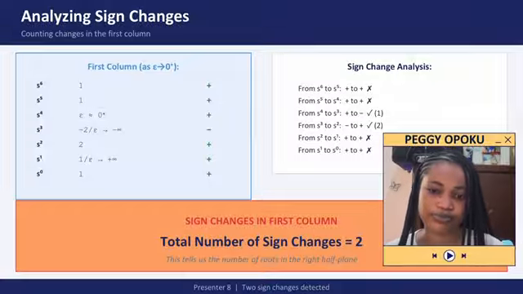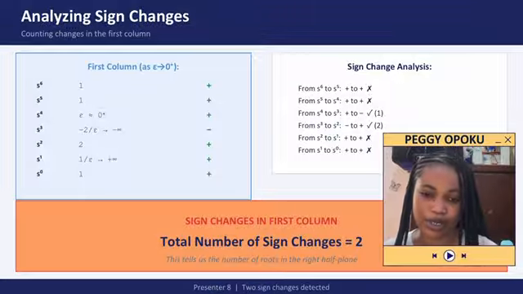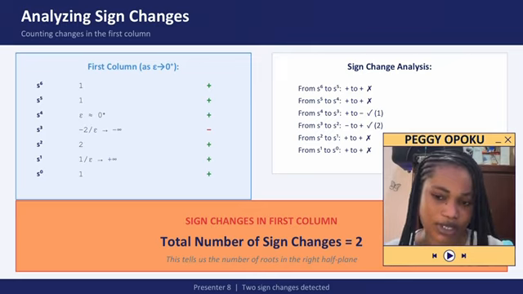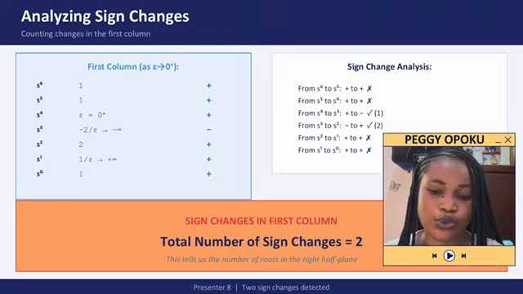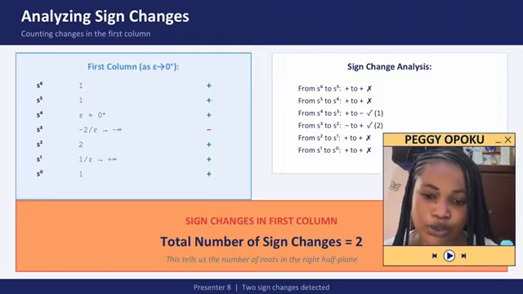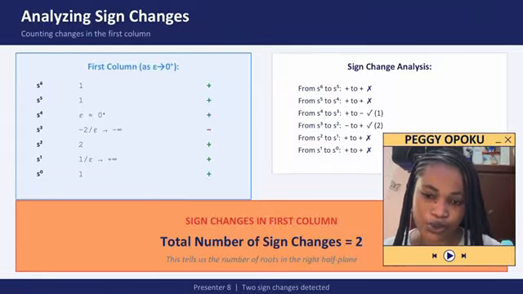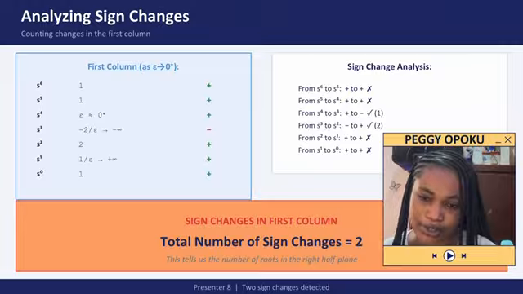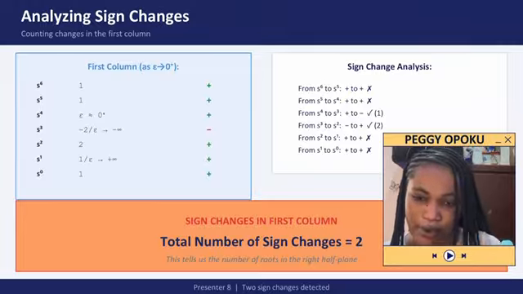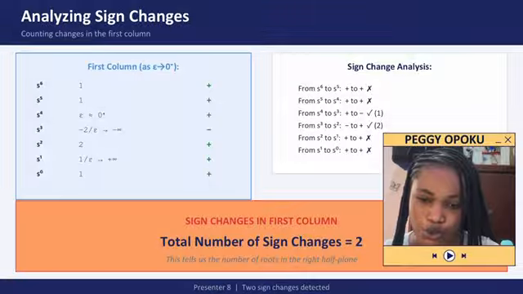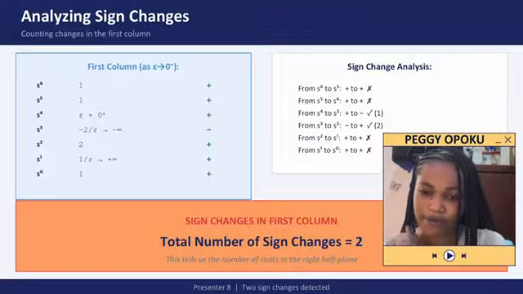Negative to positive. Yes, this is a sign change, which is count 2. From S2 to S1, positive to positive, no change. From S1 to S0, positive to positive, which is also no change. So, pointing to the results as shown on my screen, the total number of sign changes in the first column is 2. This is the critical result according to the Routh-Hurwitz criterion: 2 sign changes means 2 roots in the right half plane.